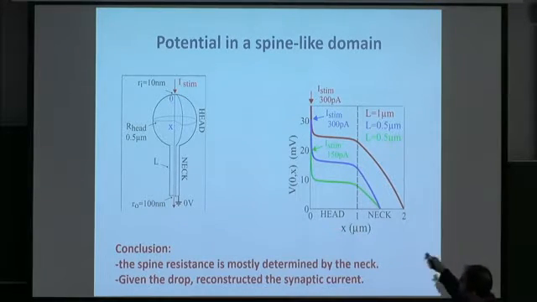Now you can do a full PNP simulation, and the output of all of this is that if you inject a current here in the head, the voltage drop in the head is almost 0. There's no resistance from a ball. Most of the drop that you can get will come from the length of the spine. And from this you can actually do a reverse engineering problem. If you know, for example, the difference of voltage, you can estimate what was the initial current that was injected inside the spine.